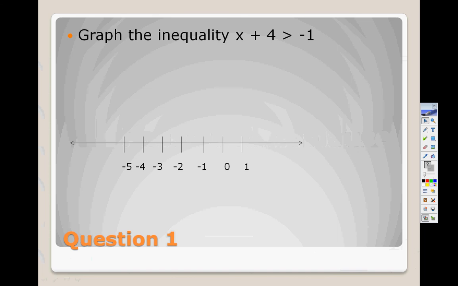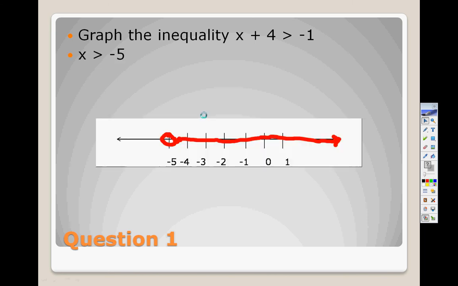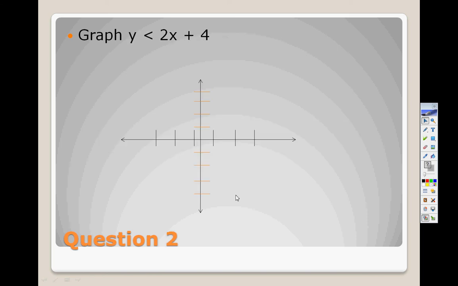Graph the inequality. X plus 4 is greater than -1. Really, graph and solve, or solve it first. Pause. And the answer is x is greater than -5, with an open dot at -5 shading to the right. So it's important to listen as I explain it. Subtract 4 on both sides and x is greater than -5. See how I did that? Very clear, concise.